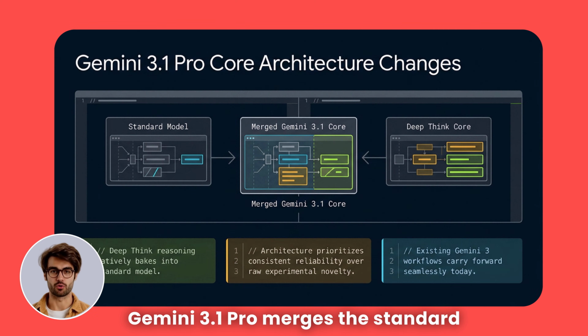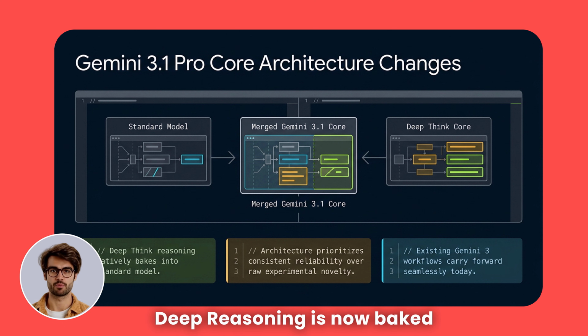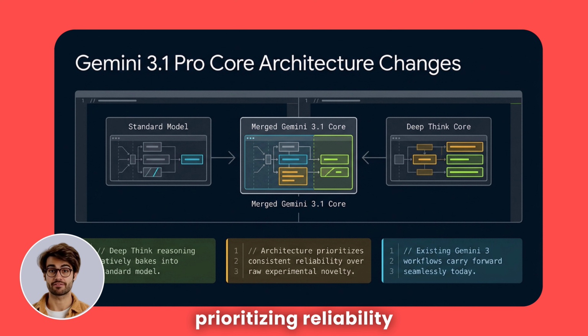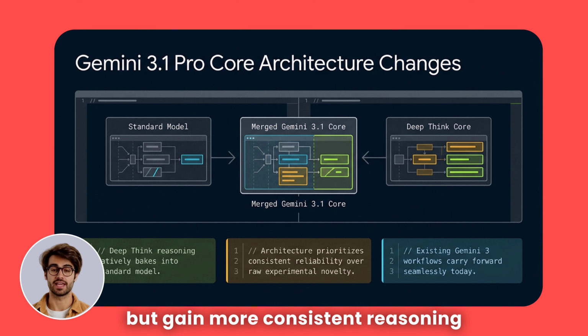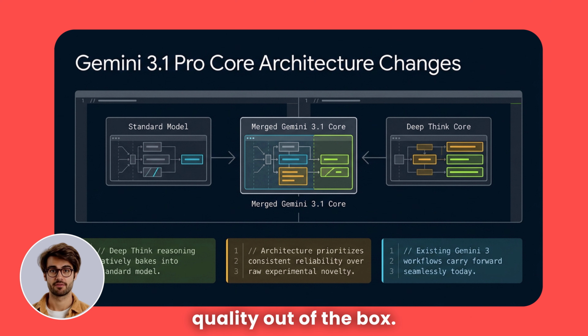Gemini 3.1 Pro merges the standard and DeepThink cores into a single architecture. Deep reasoning is now baked into the default model, prioritizing reliability over experimental behavior. Existing Gemini 3 workflows continue to run unchanged, but gain more consistent reasoning quality out of the box.